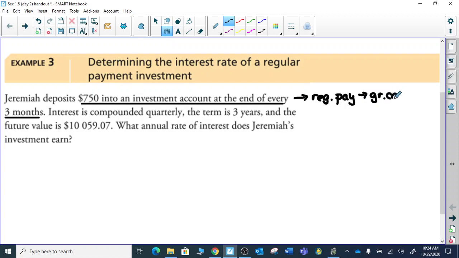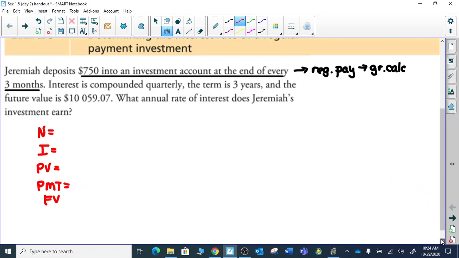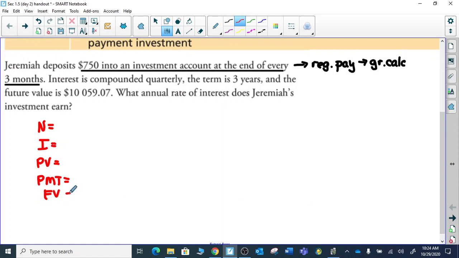So right away, what I'm going to do is set up my variables for the graphing calculator. Again, I said yesterday, you're going to get used to the order of these variables that we have to submit numbers for on the graphing calculator. And I'm just going to quickly write them down. And we'll review again what all of them mean.